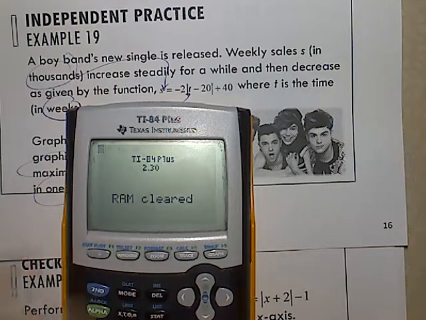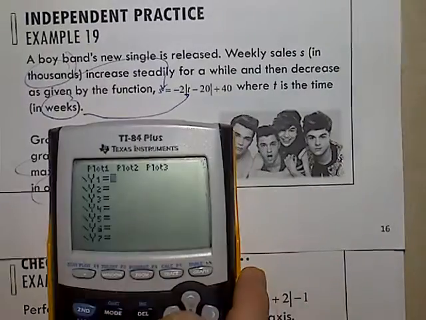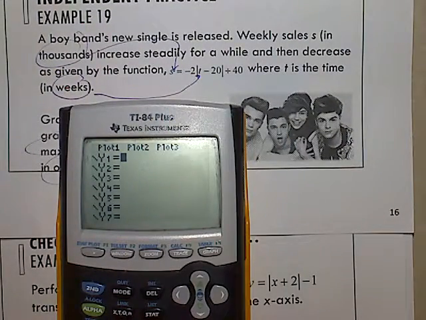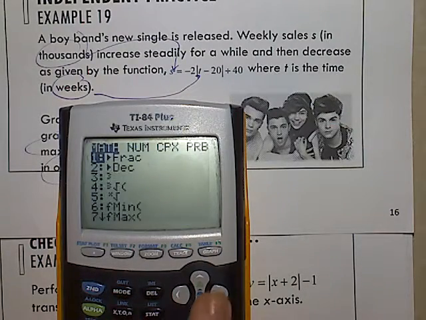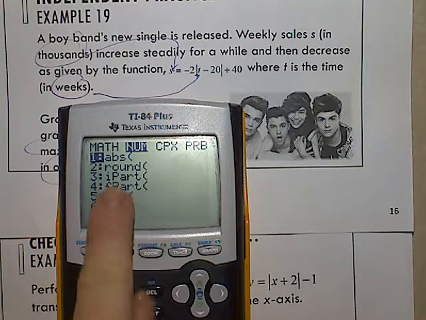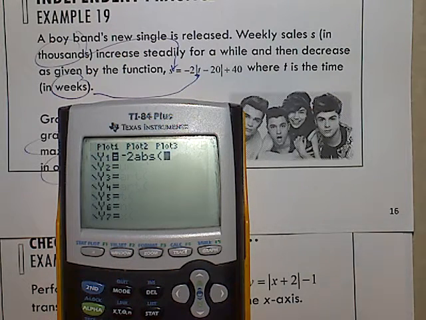Okay, go up to y equals. Go up to y equals. When you type in -2, don't use the subtraction sign. Use the key below the 3. -2. Okay. Now we're going to go absolute value. Hit the math button and go to NUM for number. Absolute value is number 1. Press enter.